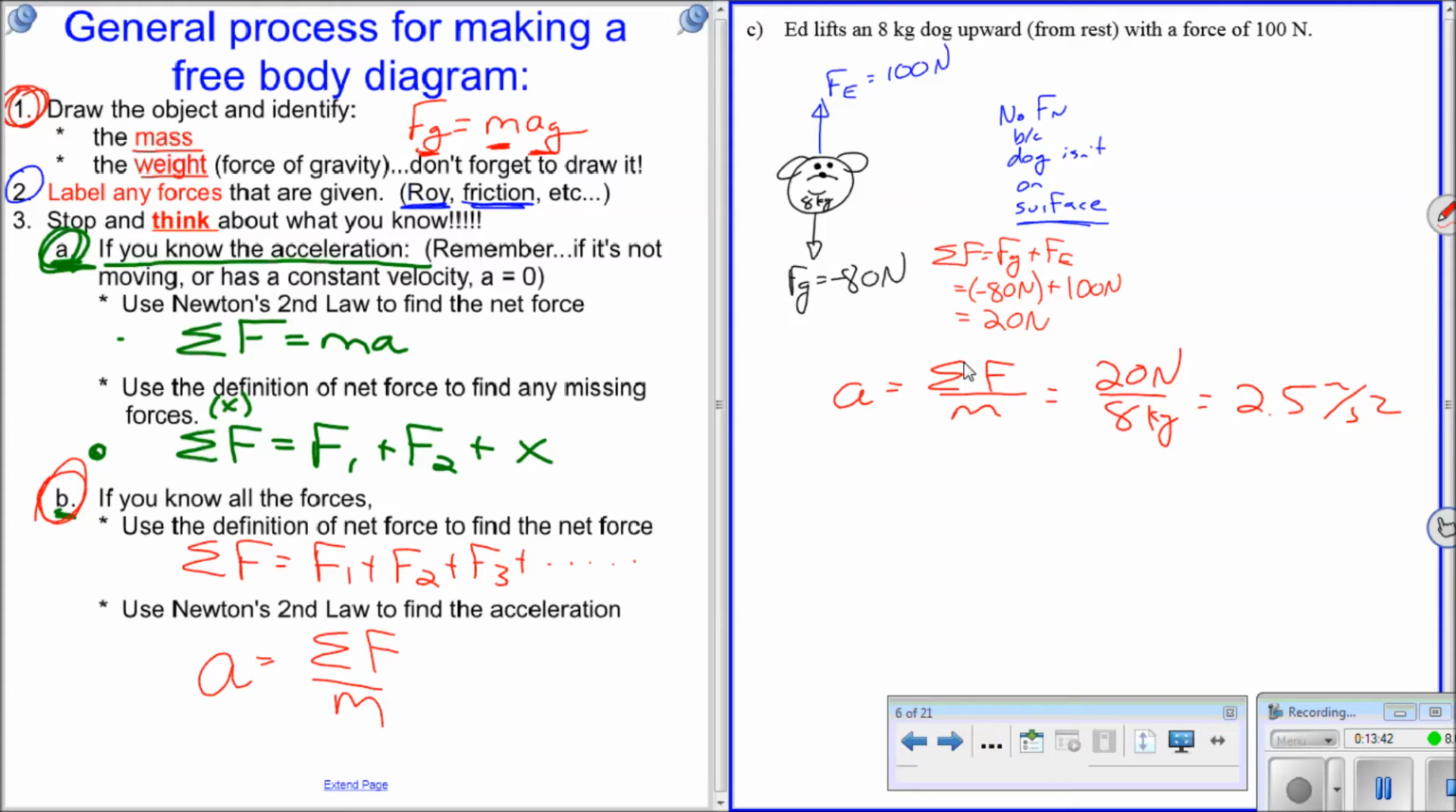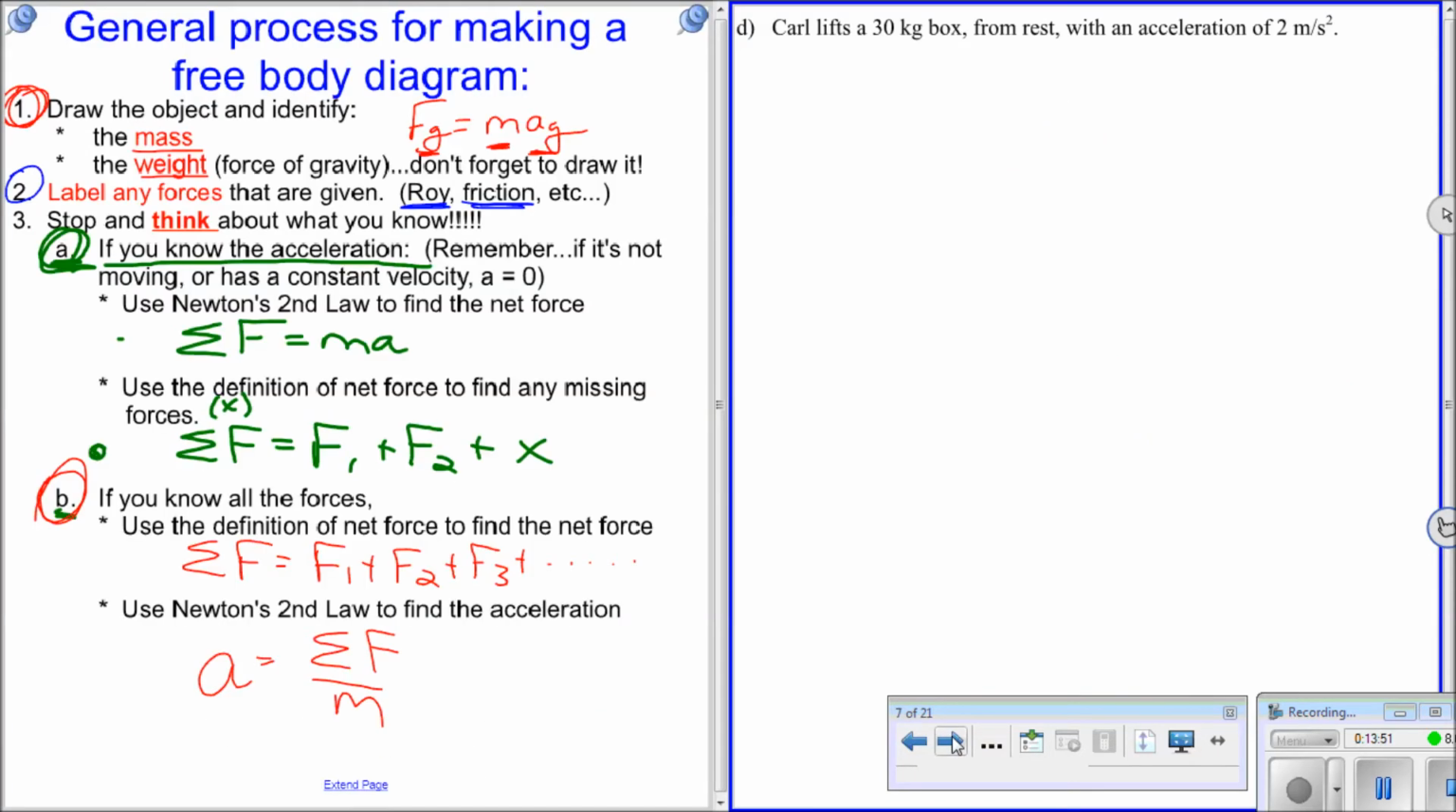So those are the two different types of free body diagrams that you'll run into: ones where you know the acceleration, and ones where you know all the forces. All right, let's do a couple more here. So here we're lifting something, but this time instead of telling you the force used to lift it, I've given you the acceleration. Okay, so here we go.